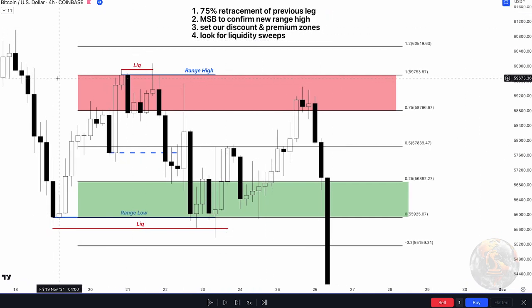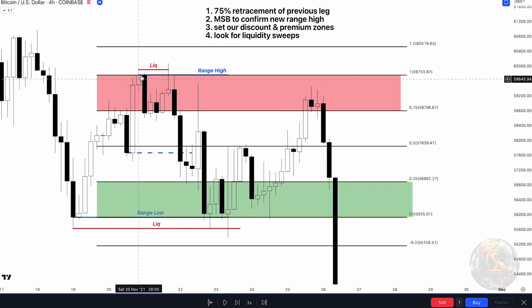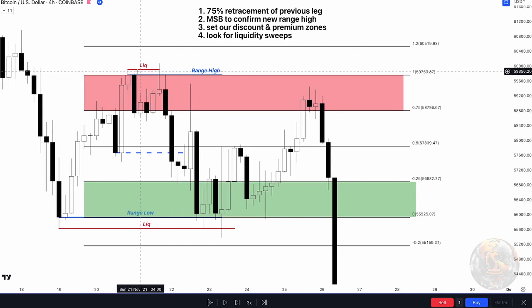So all the way through here, we have the principles that we look for. Number one, we started off with the most important thing, which was a 75% retracement of the previous leg. That gave us our first clue that we were in a range. Second, we got a market structure break, which confirmed that this was our new range high. Third, we set our discount and premium zones, green and red. Fourth, we look for liquidity sweeps. We got one here and we got one here. Then you are able to trade within that. So you can take that and make trades off it.